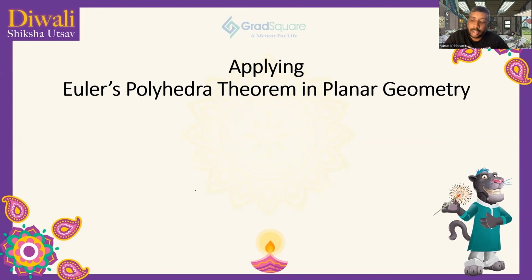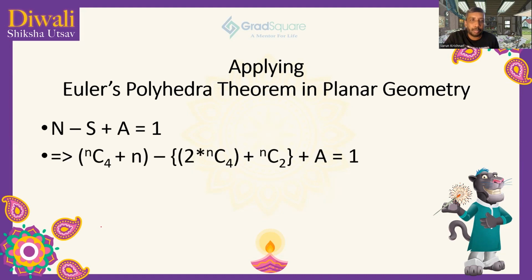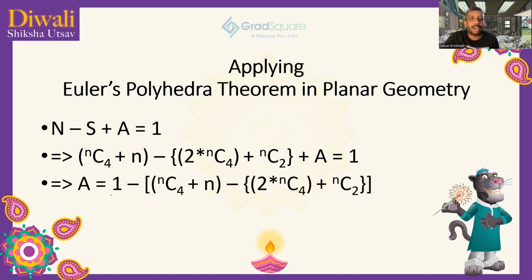Now if we apply Euler's polyhedra theorem in planar geometry, then solving this equation, we can find out the value of A. So plugging in the value of N as nC4 plus n and plugging in the value of S as 2 into nC4 plus nC2, I can get the value of A as 1 minus nC4 plus n minus 2 into nC4 plus nC2. Using this, we can always calculate the number of individual areas that are being formed whenever we have got n non-collinear points in a plane and all of these points are being joined with all of the other points.